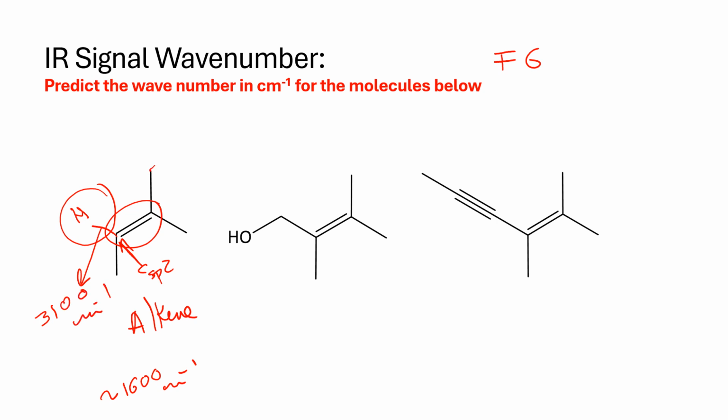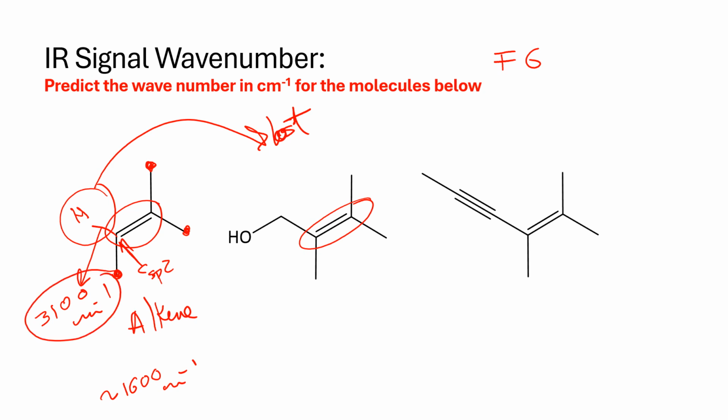Everything else, this is carbon sp3, carbon sp3, carbon sp3 hydrogen. So those are about 2800. Here, this alkene band may show, but maybe a little weaker, as it is a lot more substituted. And here, what's important is that this is lost. We no longer have an H attached to an sp2 carbon. So between these two molecules, this band will differentiate the two alkenes.